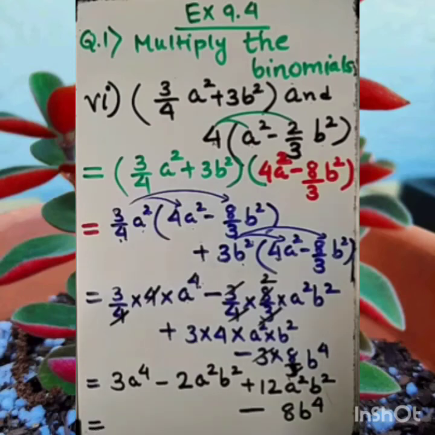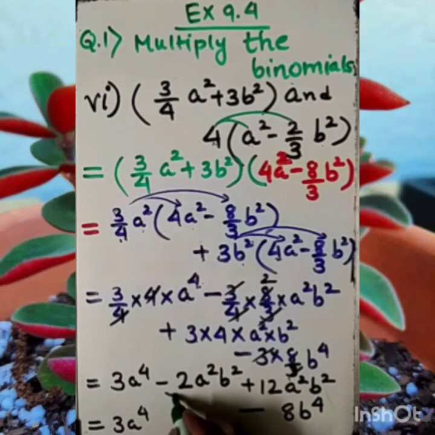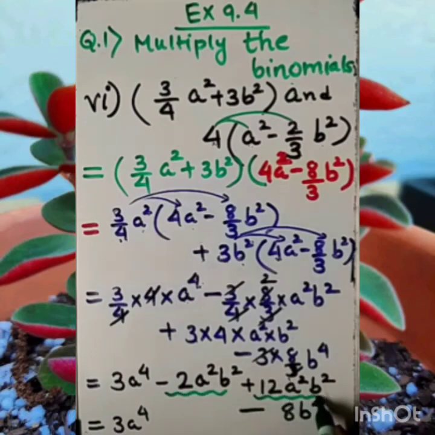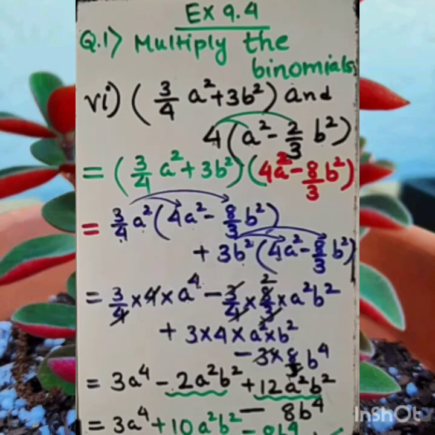Here now, as we know, there are two terms which are like terms. Which are they? I am talking about this term and this term. They both are like terms. Like terms are together, so we need to write here minus 2 plus 12. Minus 2 will be added to 12, giving the result 10, along with a square and b square. This is there, and this is minus 8b to the power 4. Okay, so this is the complete solution of question number 6.